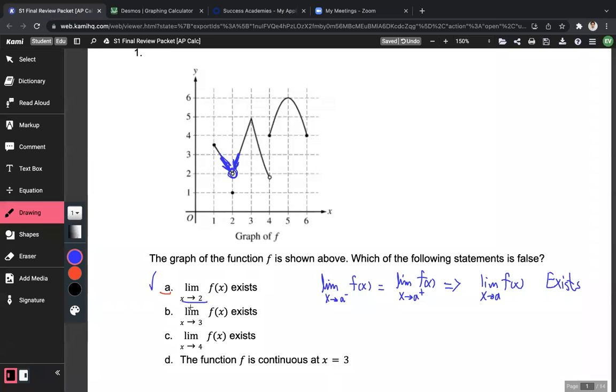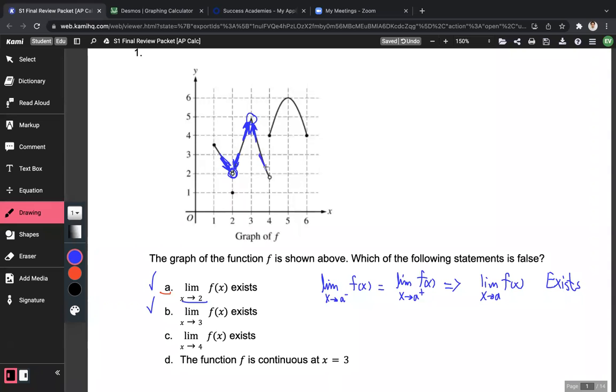Looking at the next one, limit as x goes to 3 exists. Same thing. I'm just going to annotate in red on my graph. All right, I see that I'm approaching that cusp. Cool. So at the point 3, 5, yep, that limit exists. It's true. Looking at the next one, limit as x goes to 4 of f of x exists.